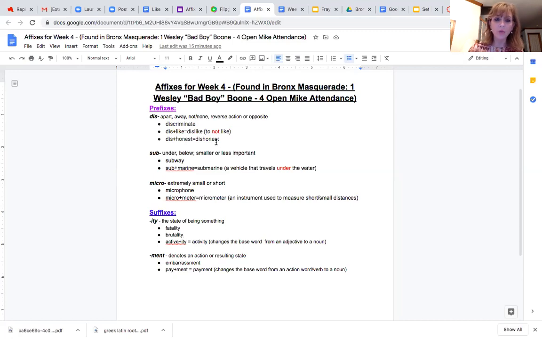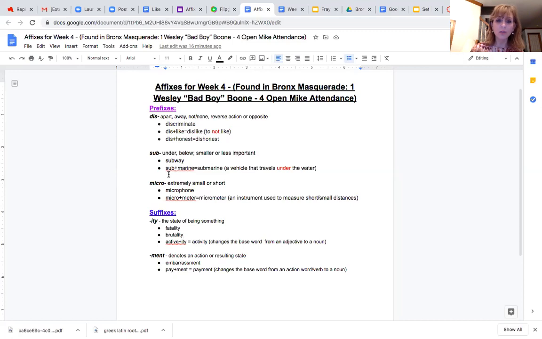So you can see how the word meanings or the prefix or suffix meanings help us understand what a word means, and we're breaking it into parts. So now let's look down at sub. Sub means under, below, smaller, or less important. And our example from the book is subway. And then another example could be submarine.